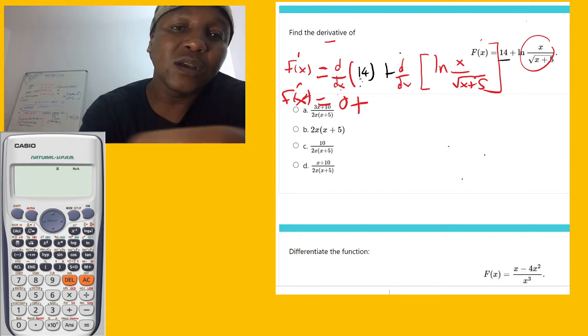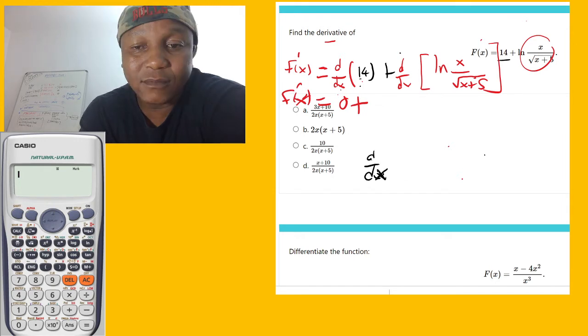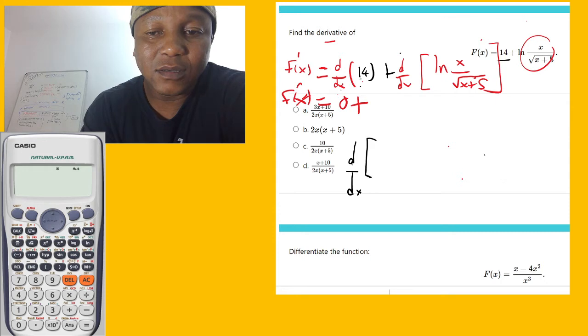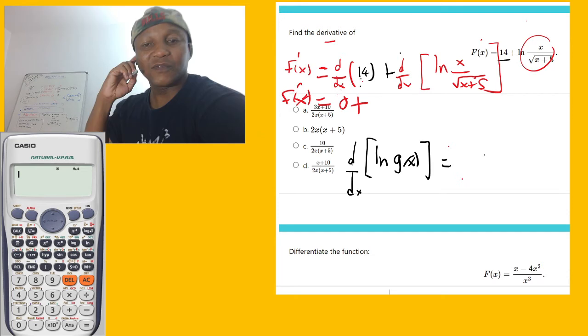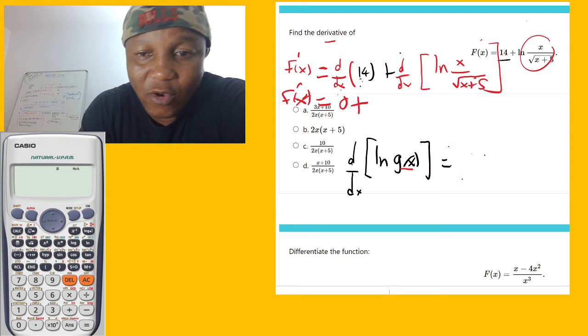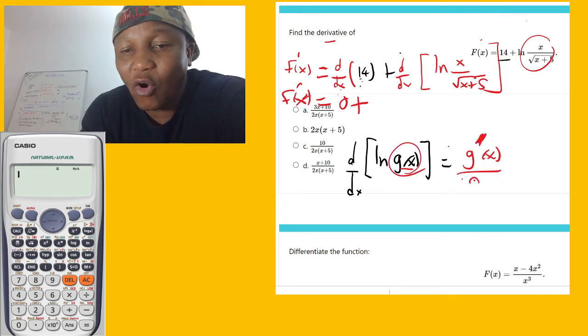What you do here, I need to explain to you so you understand. If somebody says differentiate ln g of x, what you do is take whatever is there in front of the ln. You differentiate, you're going to get g prime of x, over exactly what you have there.